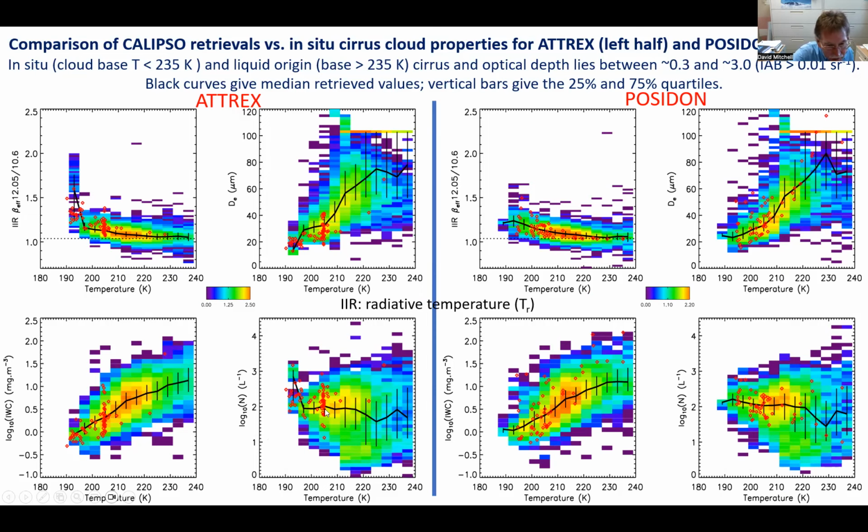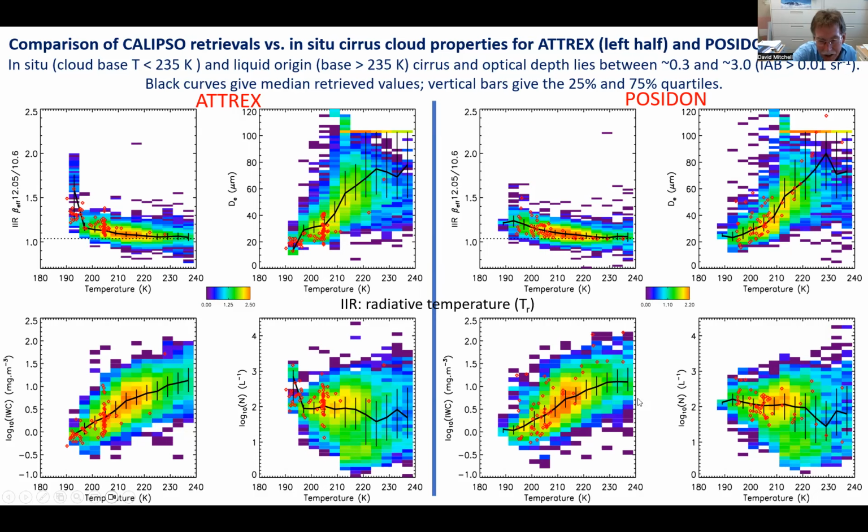And the similar thing for number concentration is shown here, and also for effective diameter on the upper right panel. So I think the agreement seemed reasonable with those. And then the Poseidon data is on the right side. For ice water content, there's reasonable agreement, except there's a difference at the warmer temperatures there. For the number concentration, that seemed pretty much down the middle. And then effective diameter is also reasonable.